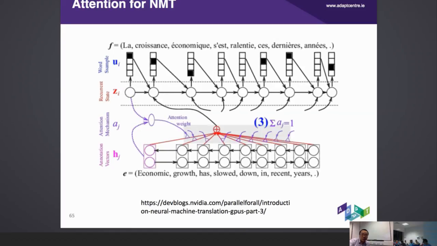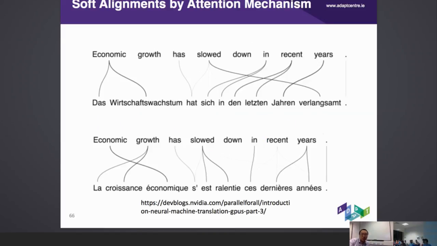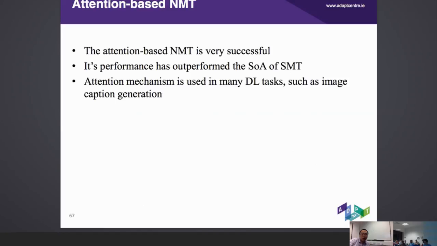By this neural network, we can calculate a weight for each source word. Okay, so then we can calculate the weighted sum of the source words, and get a representation for the source sentence, especially defined for this target word. So by this, we get a soft alignment between the source sentence and the target sentence. So attention-based neural machine translation is very powerful. It is the first time a neural machine translation outperformed the state of the art of statistical machine translation.